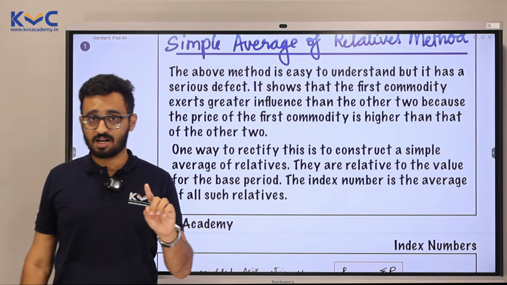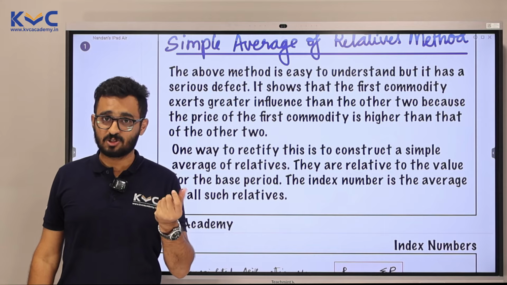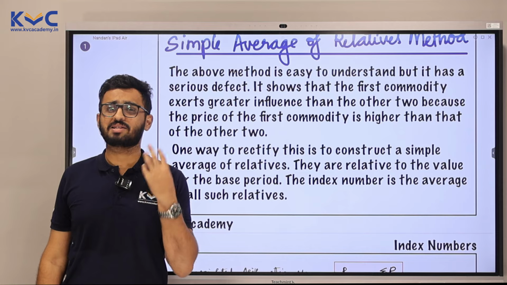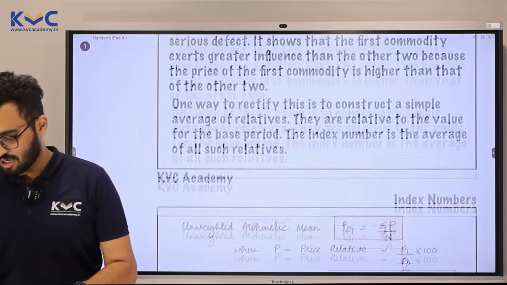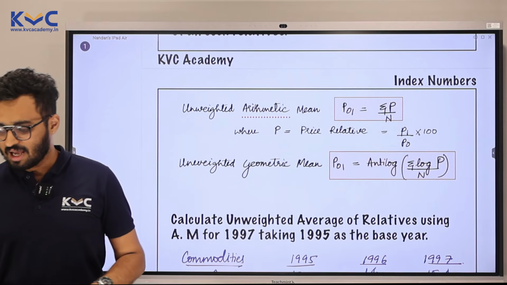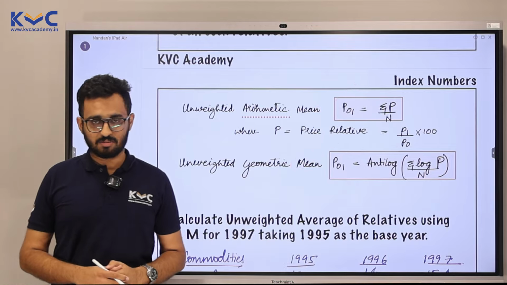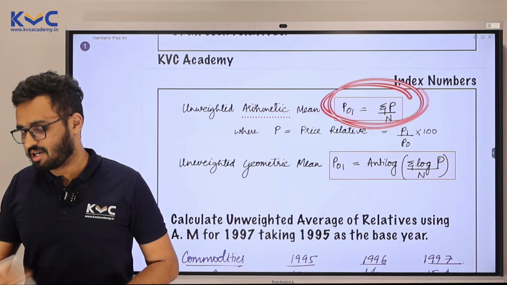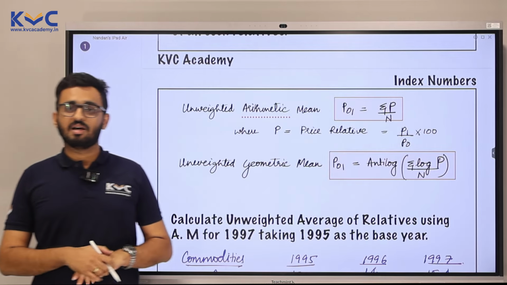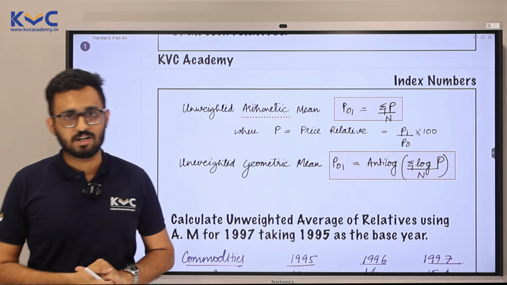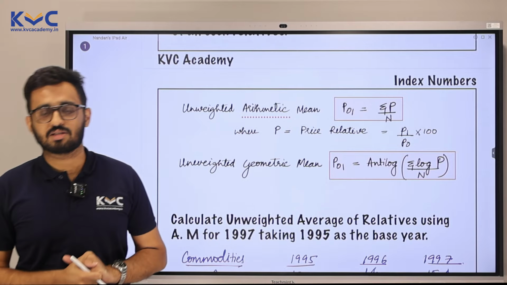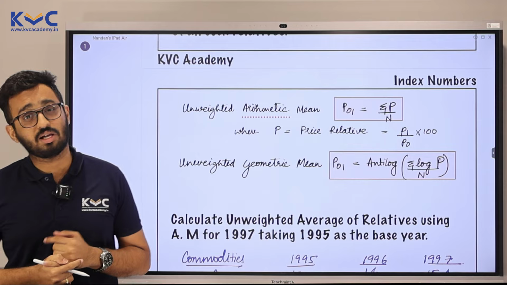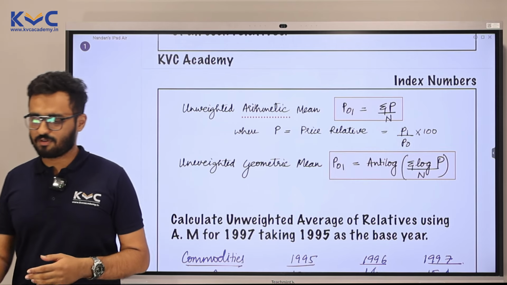Now, when we say average, remember measures of central tendency, there are different types of mean: AM, GM, HM. Right, so which are we going to use? The commonly used ones are arithmetic mean and geometric mean, but for our syllabus here we will be covering just the arithmetic mean, simple average of relatives. So we are going to touch upon only one of that, the simple average of relatives using arithmetic mean.